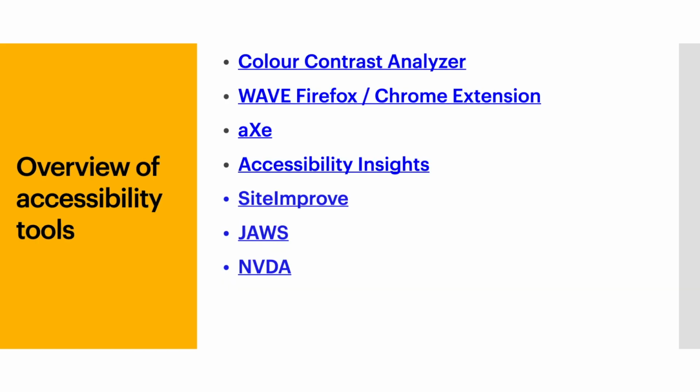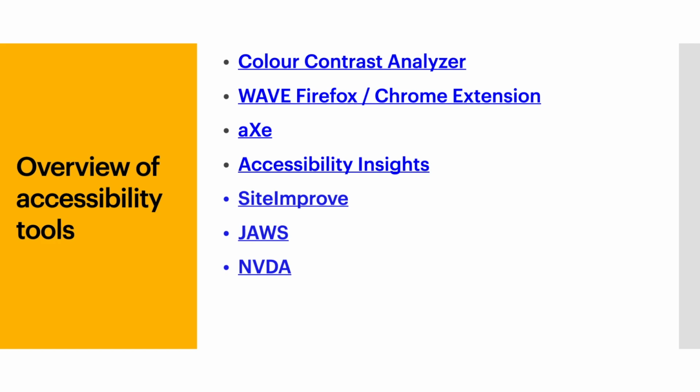In this slide, what we are seeing is the overview of accessibility tools. To identify and fix accessibility issues, developers and designers can use various tools such as color contrast analyzers, which verify sufficient contrast between text and background. WAVE is another tool, a browser extension that highlights accessibility errors. Axe is an automated testing tool for accessibility audits, and Accessibility Insights provides guided checks for web applications. JAWS and NVDA are the screen readers used for manual testing.